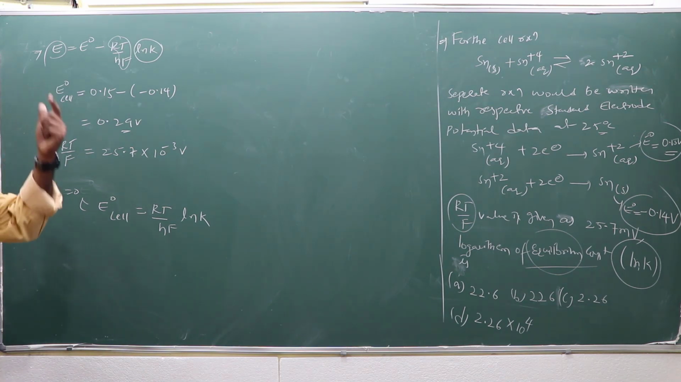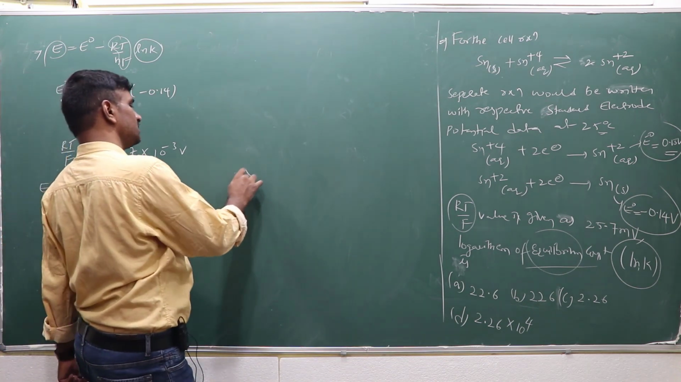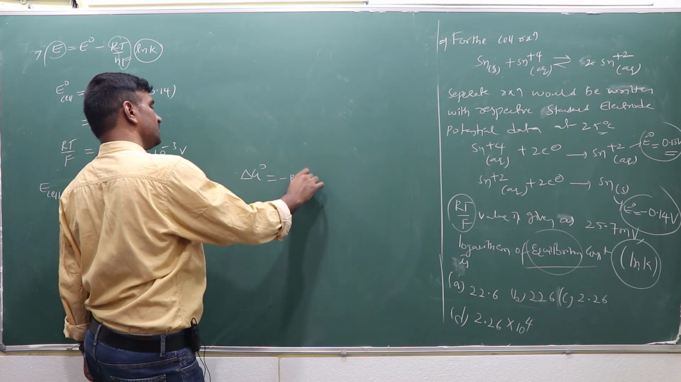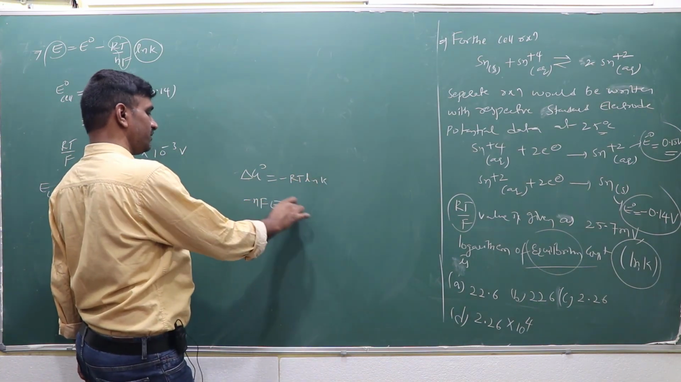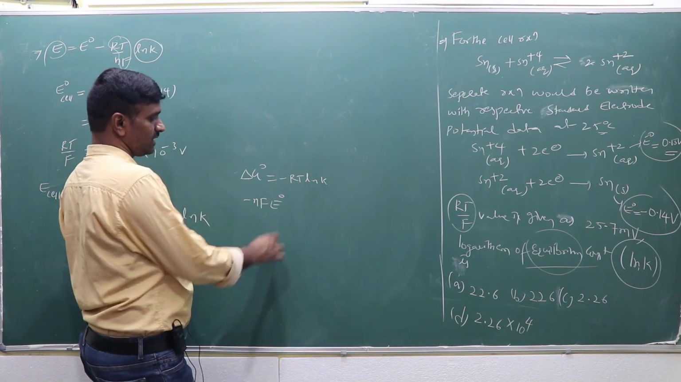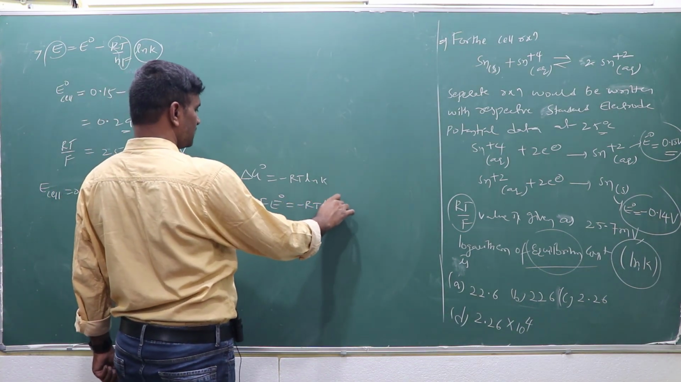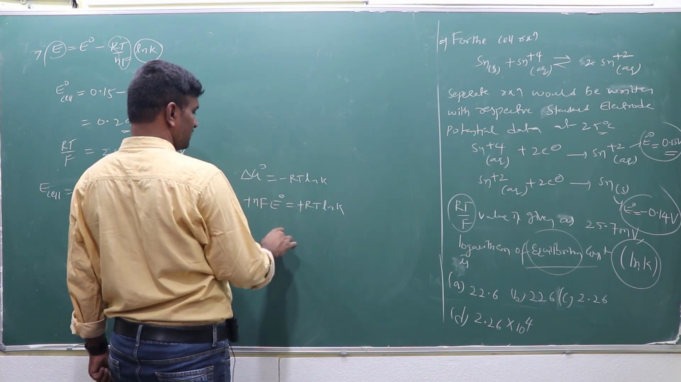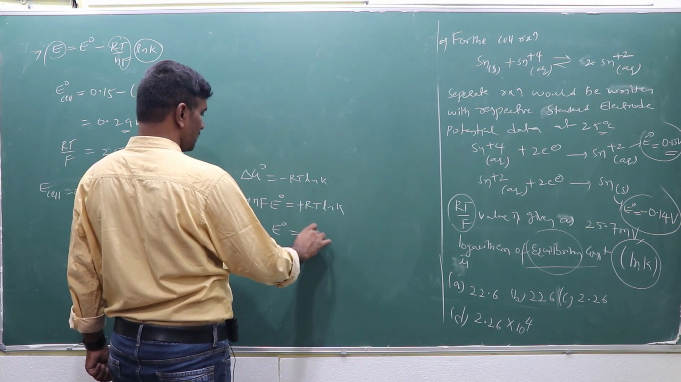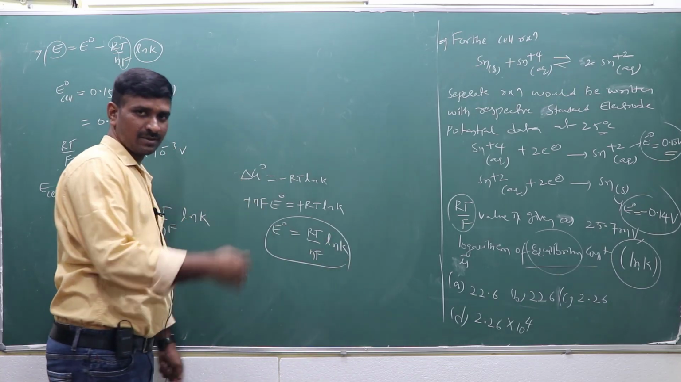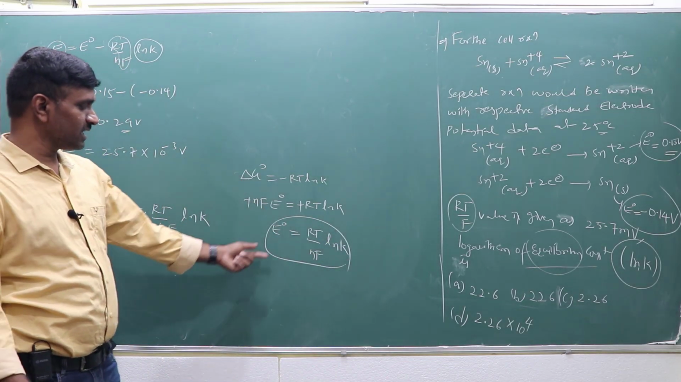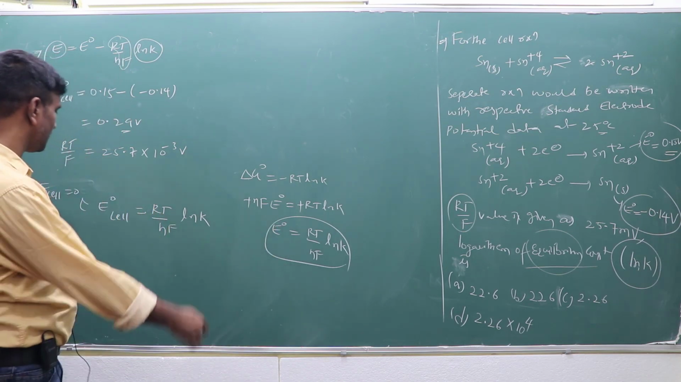Right? Already I explained this in the earlier case also, similar to this. E naught is equal to, delta G naught is equal to minus RT ln K, and delta G naught is equal to minus NF E naught. Then minus NF E naught equals minus RT ln K, and cancellation takes place. E naught is equal to RT by NF ln K. This principle we have been using. In the next equation, I already explained that a similar one may be there.